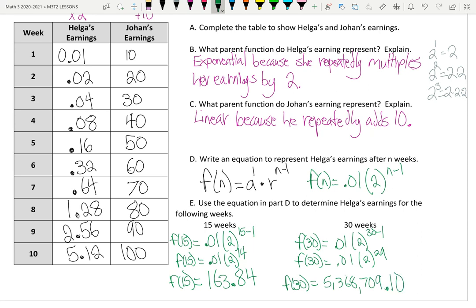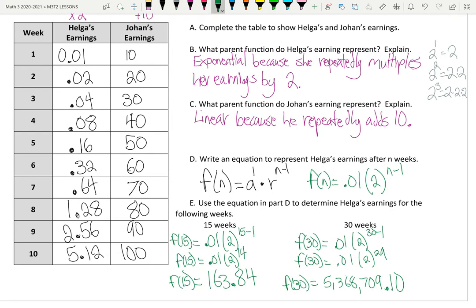So the idea, notice how Helga at first is not making anywhere near how much Johan is making. A penny compared to $10. On week 2, 2 cents compared to $20. If you fast forwarded to week 5 or week 10, both of those weeks, Helga is making less money.